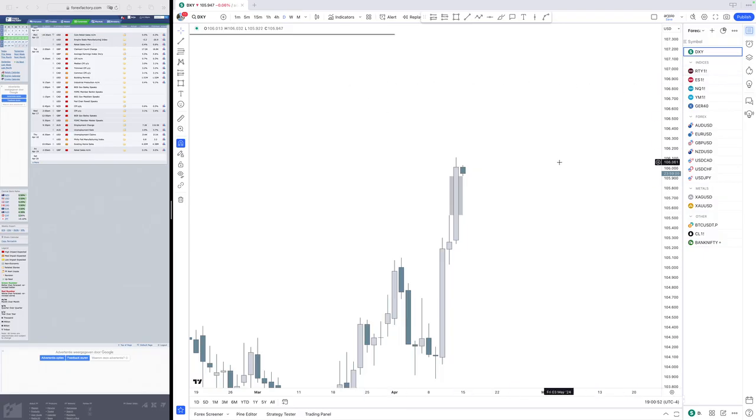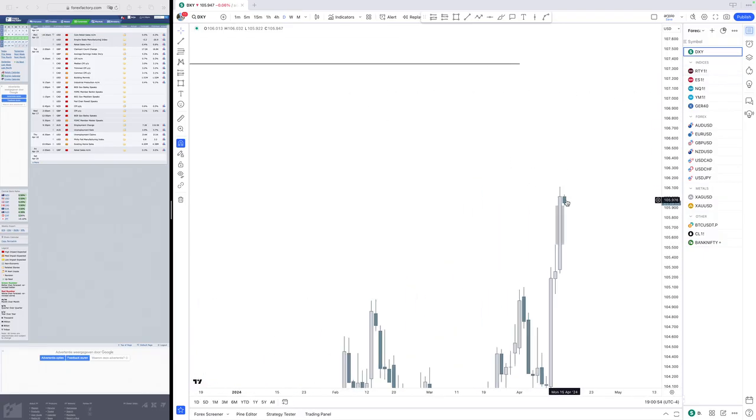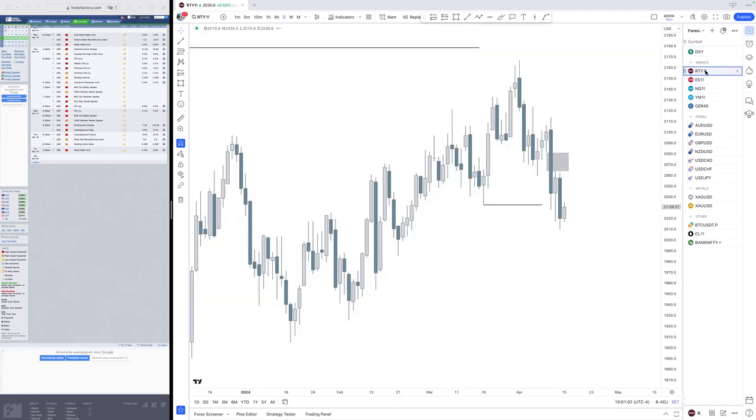Now, moving on and definitely saying the draw on liquidity is very clear on the dollar. The narrative is a little bit tricky, not 100% certain just yet. With that being said, let's move on to the indices.